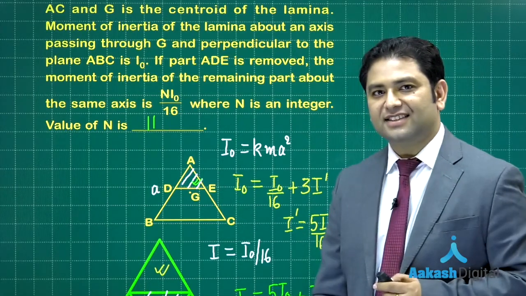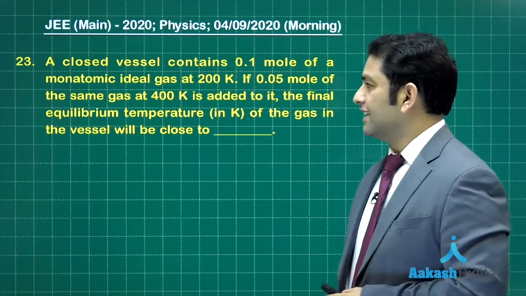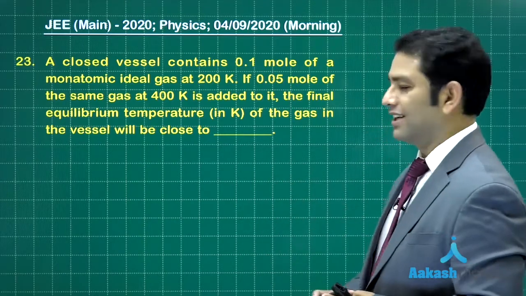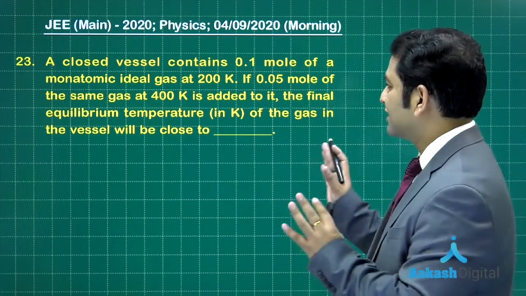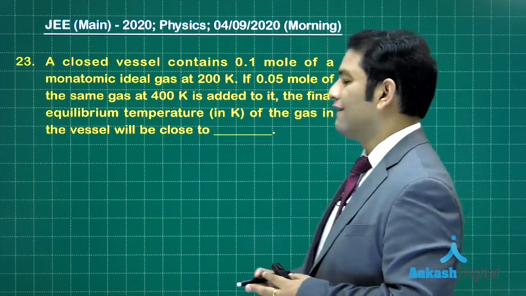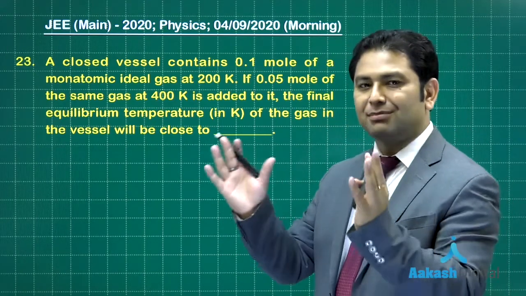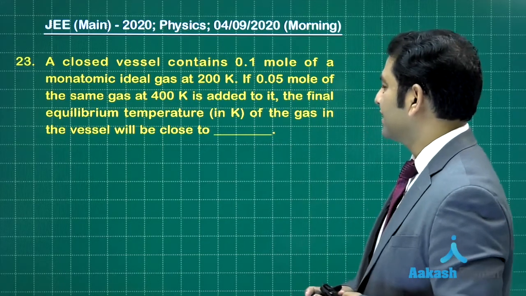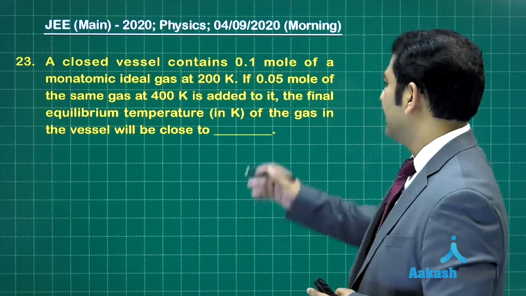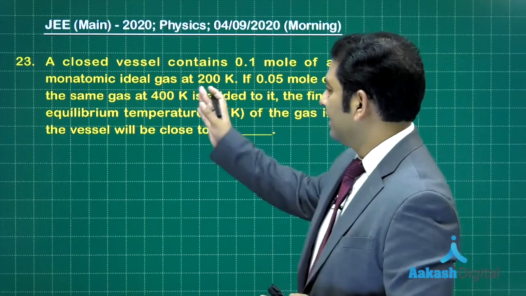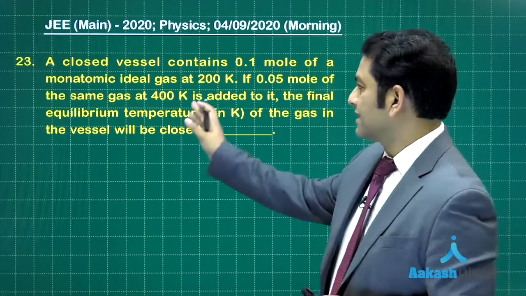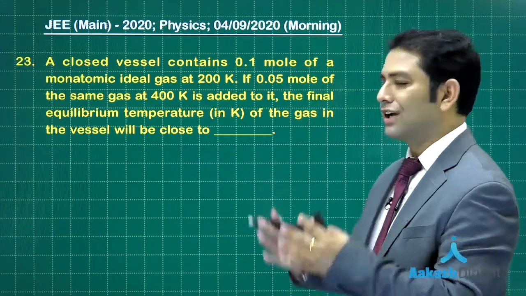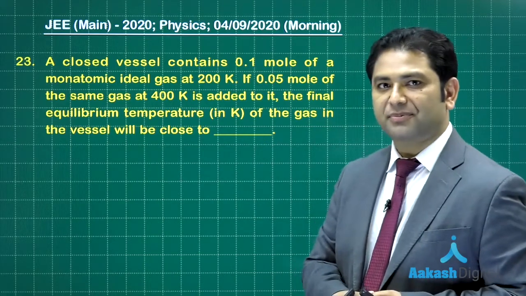Let's go to the next, question number 23. That's a very straightforward one: a closed vessel. That means a completely isochoric process. It contains 0.1 mole of monoatomic gas at this temperature and 0.05 mole of the same gas at this temperature. They are mixed. We need to calculate the equilibrium temperature.